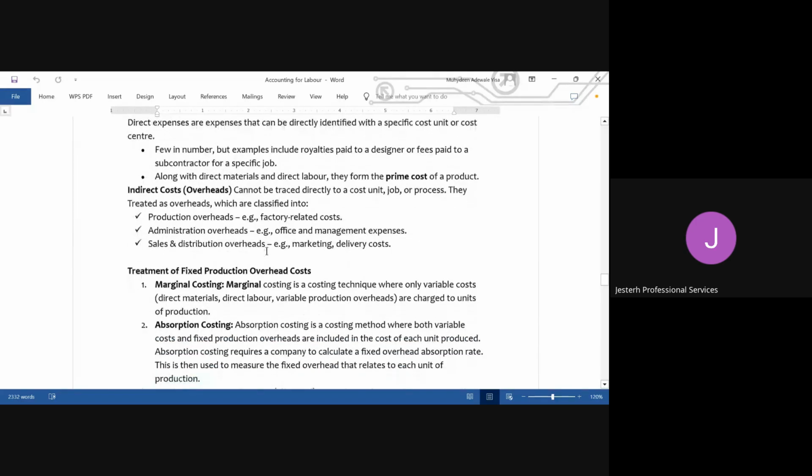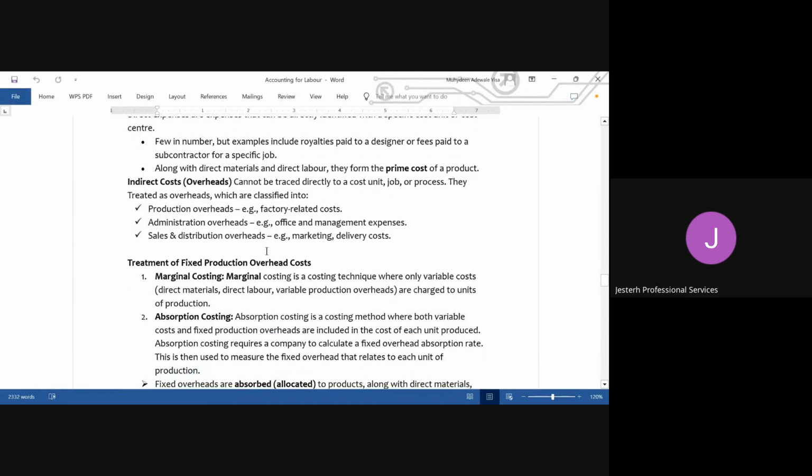So now, treatments of fixed production overhead. We have two treatments, but in this accounting for overhead, we are going to focus more on absorption overhead, absorption costing. When it comes to marginal costing, we are seeing maybe our next topic is what we are going to be discussing.